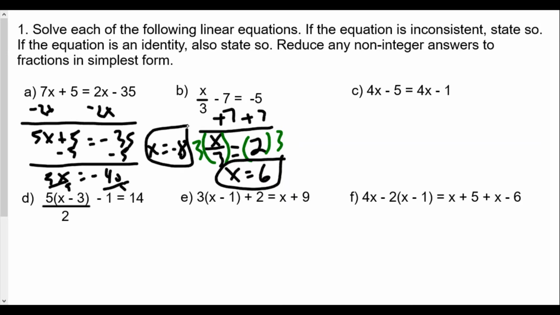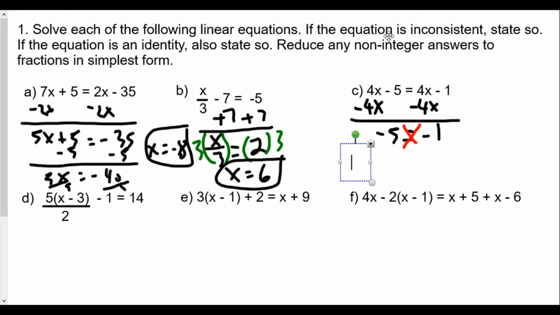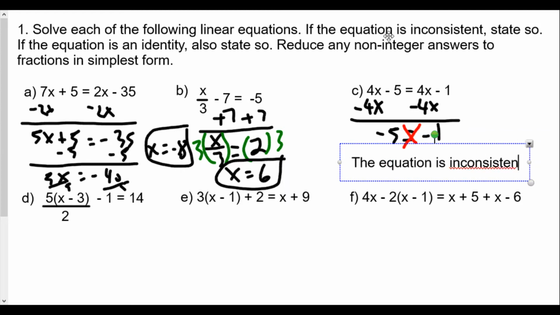So C, 4x minus 5 equals 4x minus 1. Now here's the thing. If we subtract 4x from both sides, remember, the equation is balanced, so left side equals right side. We would get negative 5 equals negative 1, and this cannot be. Therefore, this is not true. This is an example of an inconsistent equation. The equation is inconsistent, meaning there's no solution.